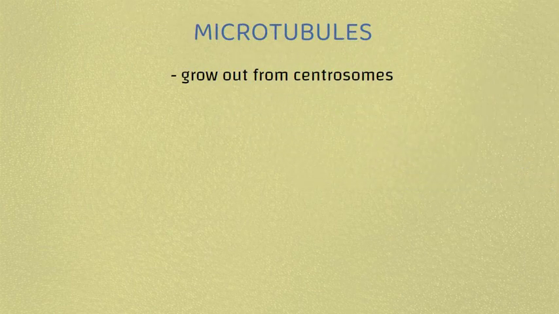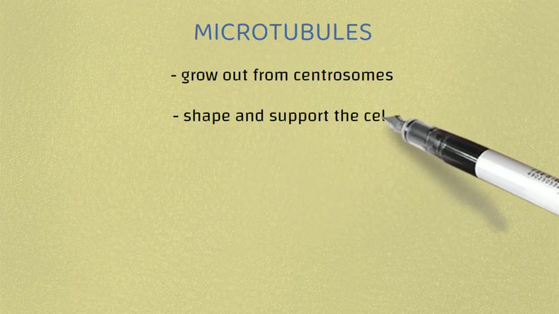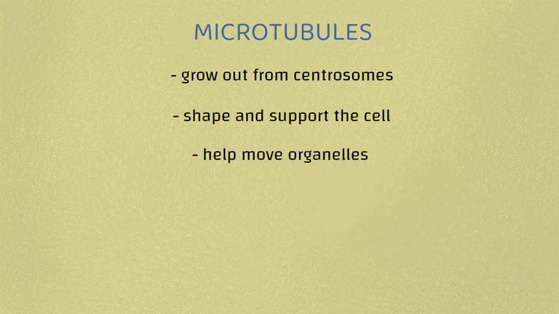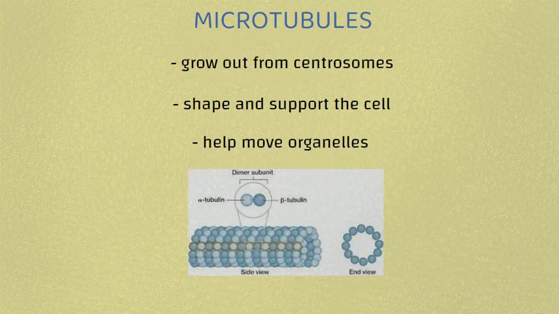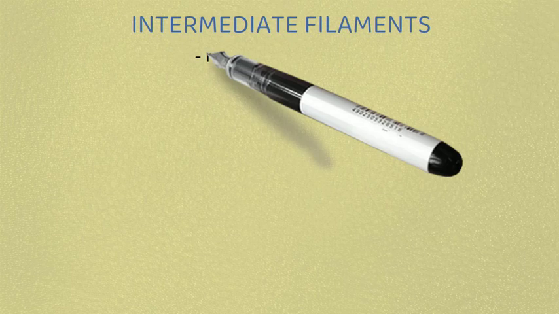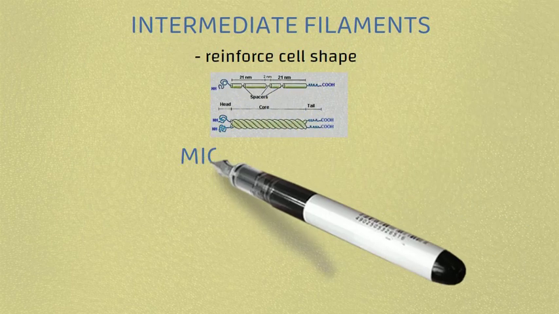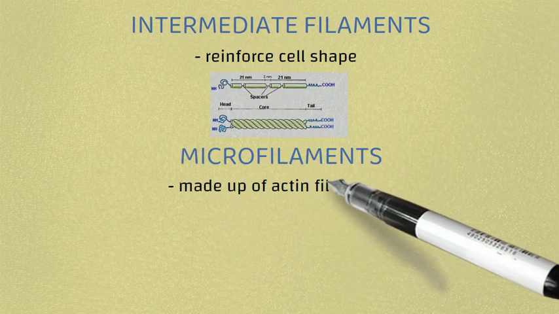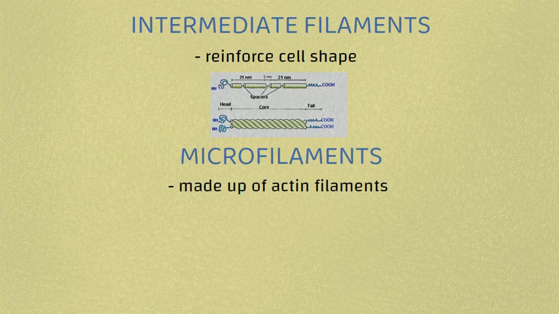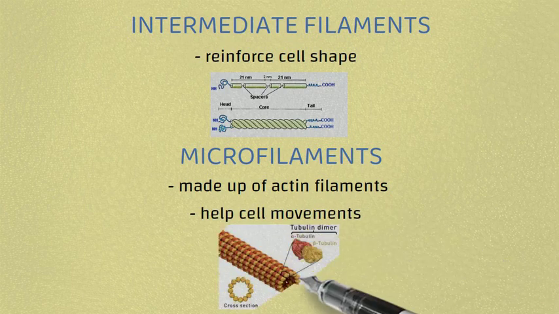Microtubules grow out from centrosomes. They shape and support the cell, and they also help move organelles around the cell. Intermediate filaments reinforce cell shape. Microfilaments are made up of actin filaments, and their main role is to help cell movement.